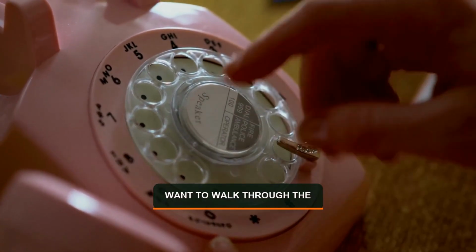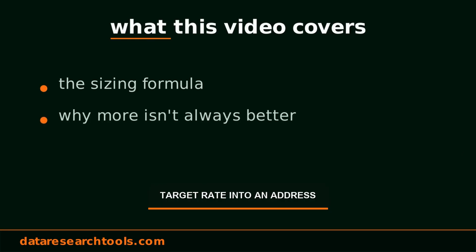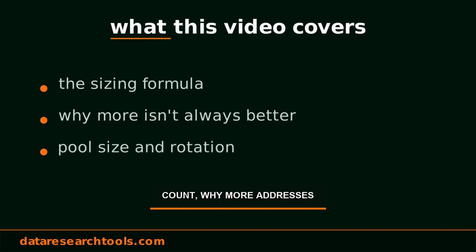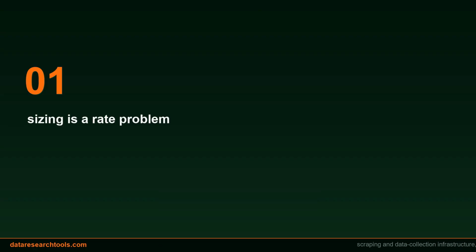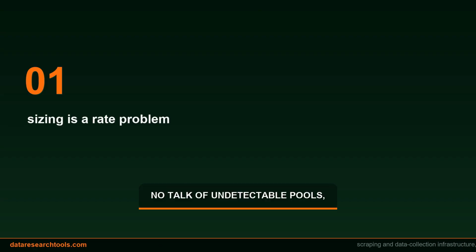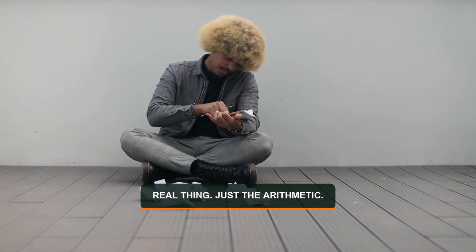So today I want to walk through the actual math I use, the simple formula that turns your target rate into an address count, why more addresses is not always better, and how the size of your pool ties into rotation. No magic number, no talk of undetectable pools, because that is not a real thing, just the arithmetic.